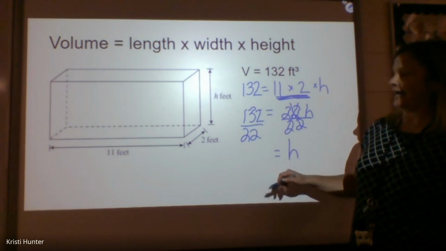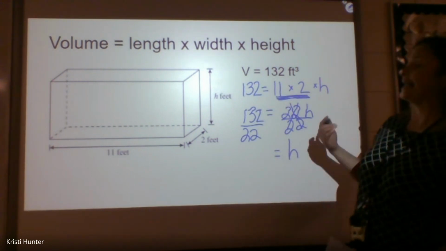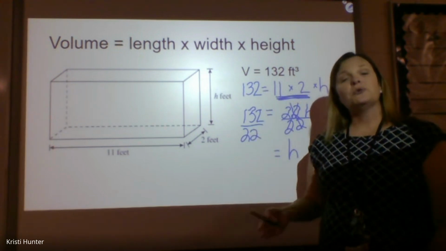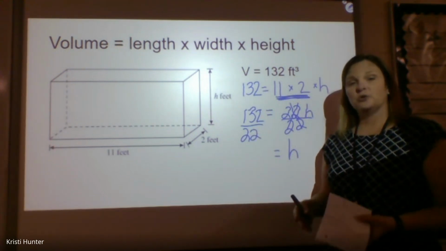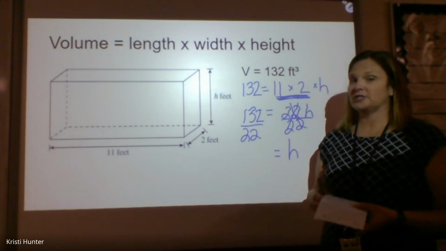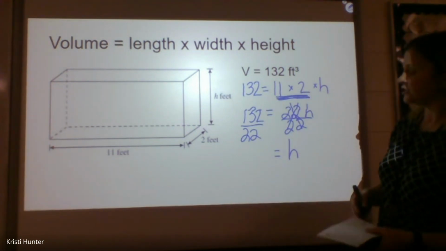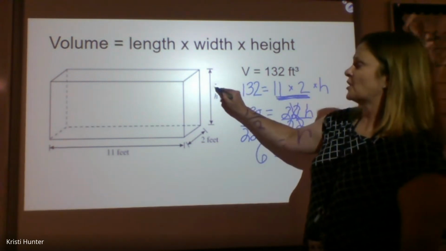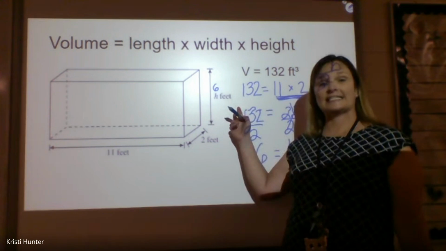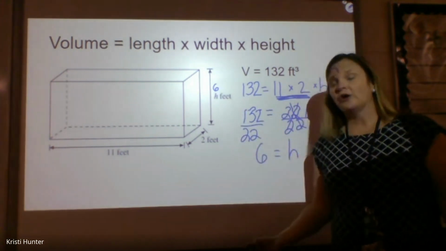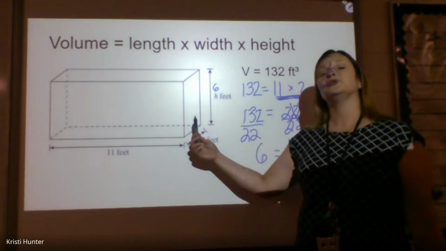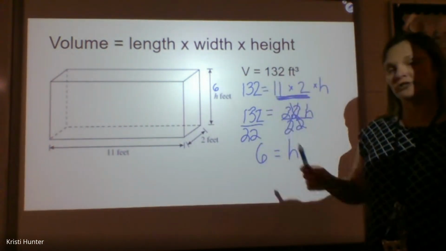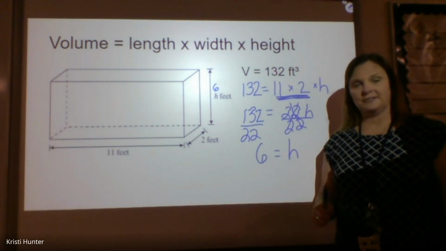132 divided by 22. Again, if that's not a fact, you can list your factors out. You do have a calculator available to you on your Chromebook that you are welcome to use, but 132 divided by 22 is just 6. So the height would be 6 feet. To get back to the volume, I would take 6 times 2 times 11, and that would get me to my volume of 132 feet cubed.